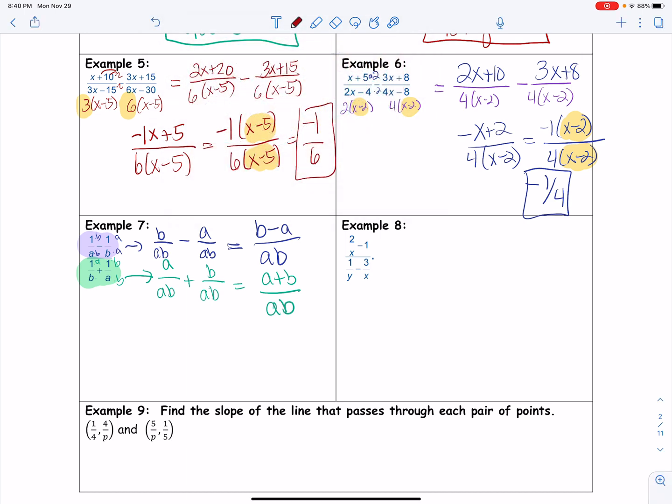Now, this whole thing is being divided, so it was separated by a division sign. So now that I just have one fraction divided by one fraction, I can multiply by the reciprocal.